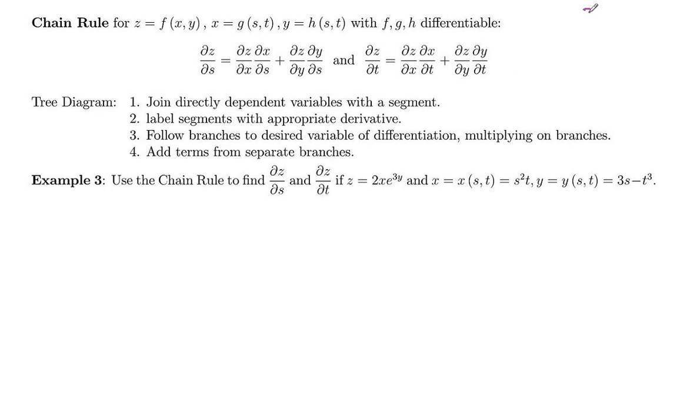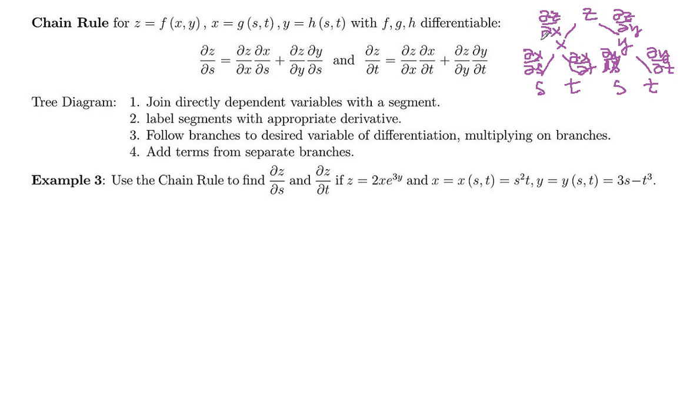So what's going on there is you've got your variable z, which depends on x and y, and x depends on s and t, and then y depends on s and t. So write your partials on the branches here. So we've got dz dx, and over here dz dy, and then we've got dx ds, and that's a partial, and dx dt, and then dy ds, and dy dt.